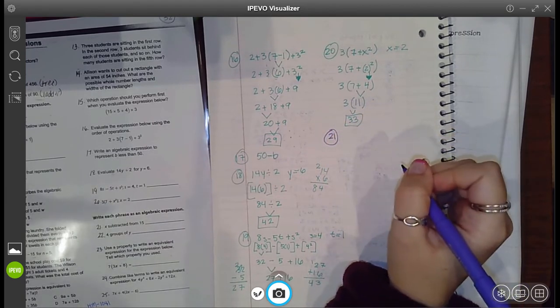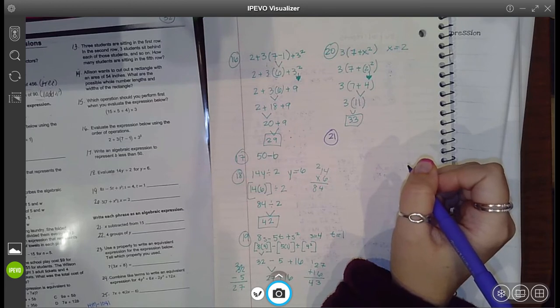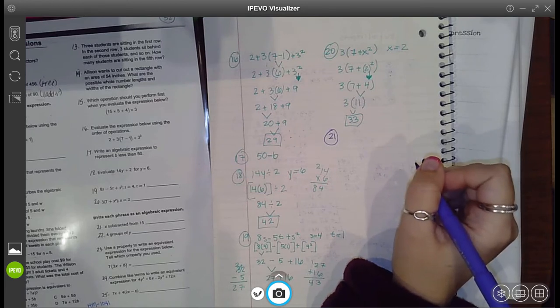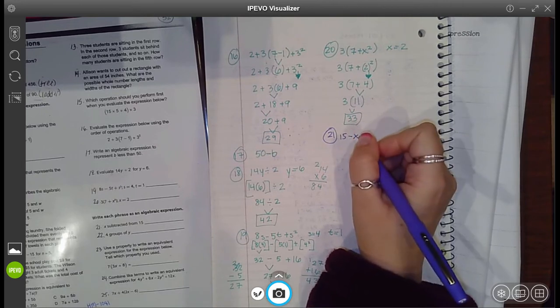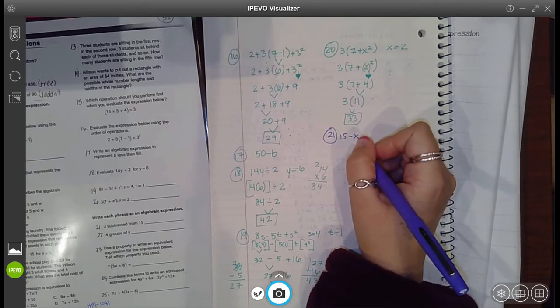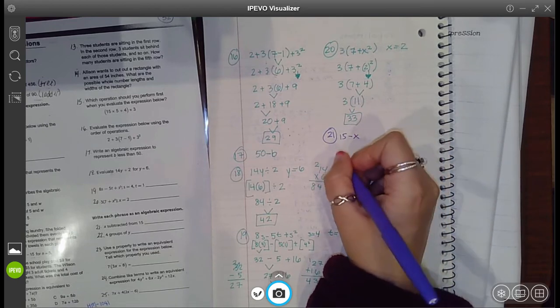21 says x subtracted from 15. Okay, if it said x subtracted by 15, it would be x minus 15. But because it says subtracted from, it's actually 15 minus x. Okay, because x is being subtracted from 15. When you see the word than or from, it moves it to the back.